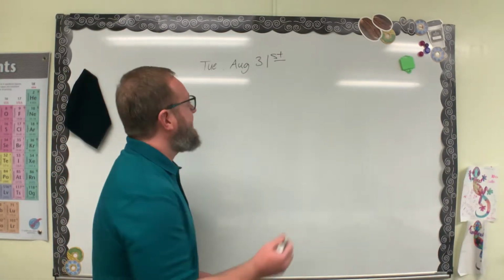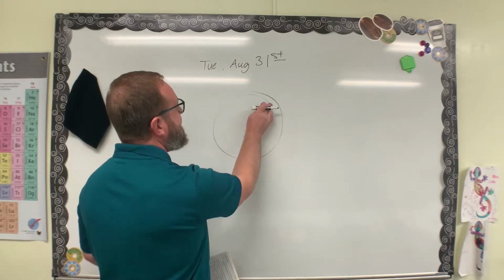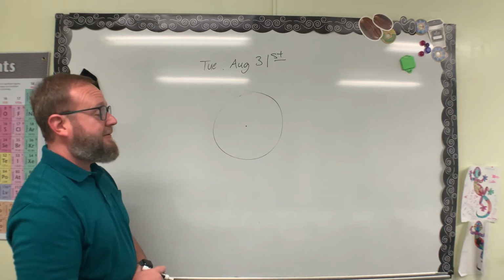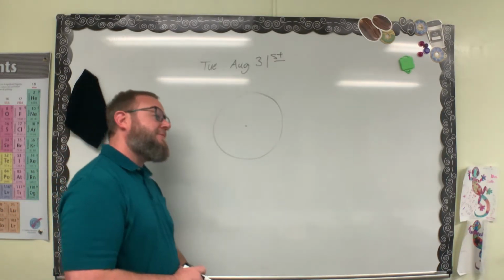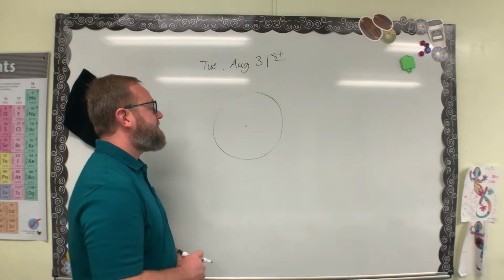Now, this is a circle. We got a free hand. This is the point, the center. You don't really call it midpoint. It's just the center of the circle. It is the midpoint.